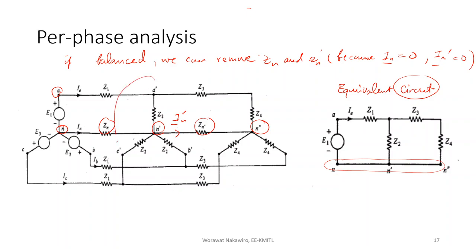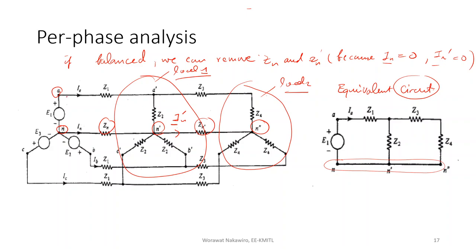In this case, it could be called this bunch. The first bunch is called load one, and this could be called load two. You see, what about the C over here? It should be C1. C1 here is the impedance of the line connected between the source and load 1. And C3 is the impedance of the line connected between load 1 and load 2.